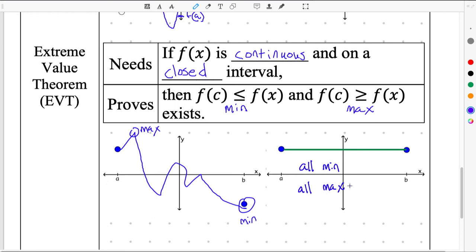All right, fist of 5. How well do we understand EVT? 5. Okay, you're always going to have a minimum, always going to have a maximum. Can we please box min and max because we need continuous, need closed, and it proves that the min and max exist. All right, that's it.